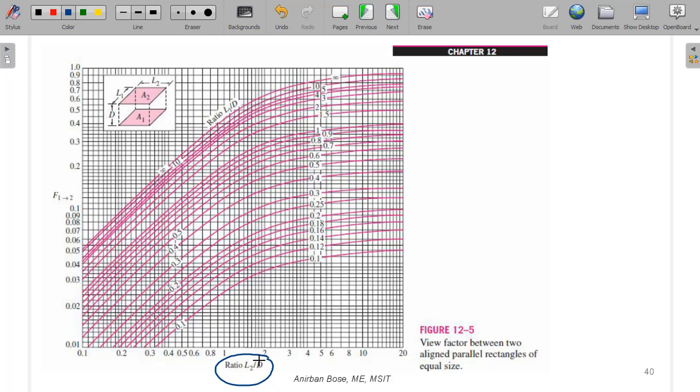So in the x-axis, you find L2 by D. Then these are L1 by D. The different curves you can see here, each curve corresponds to a particular L1 by D. So for a particular problem, you find out what is L1 by D, select that appropriate curve, and then you find out what is L2 by D. From that you find the value of the view factor directly on the y-axis.